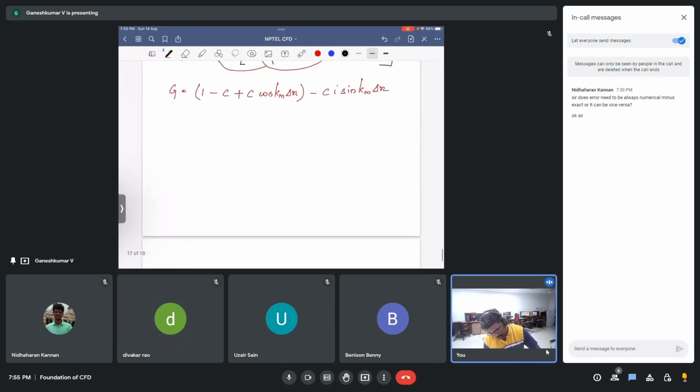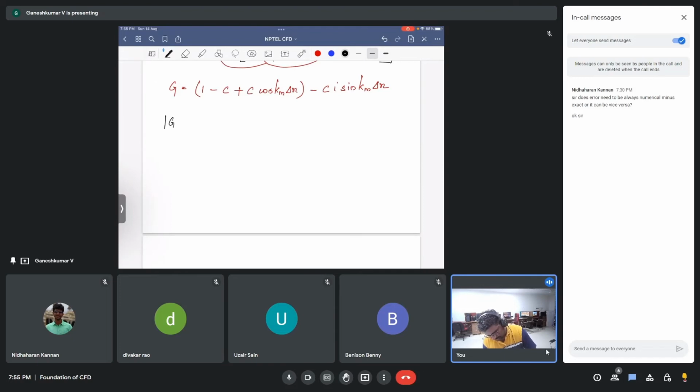So if I want to write the modulus of g square, you can do it now. In the interest of time, I will just write it. We will take the real part and square it, and add it to the imaginary part squared, plus c sin km delta x the whole square. We always need g to be less than or equal to 1 for whatever km be.